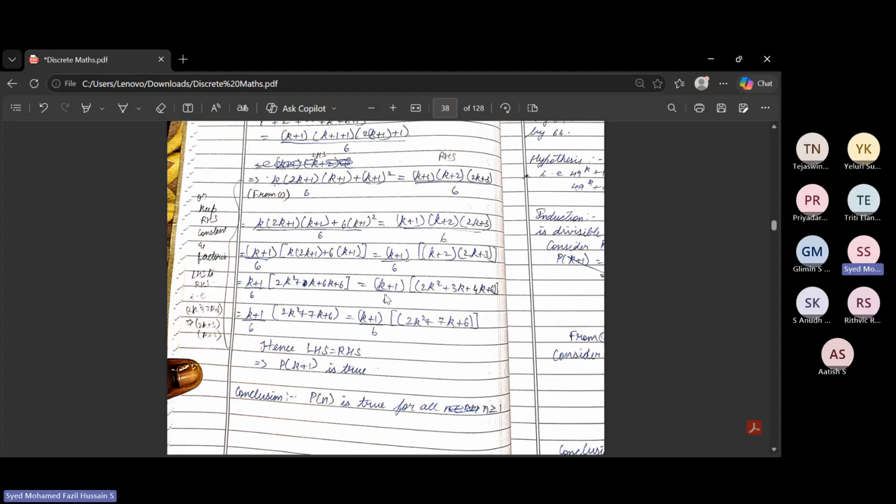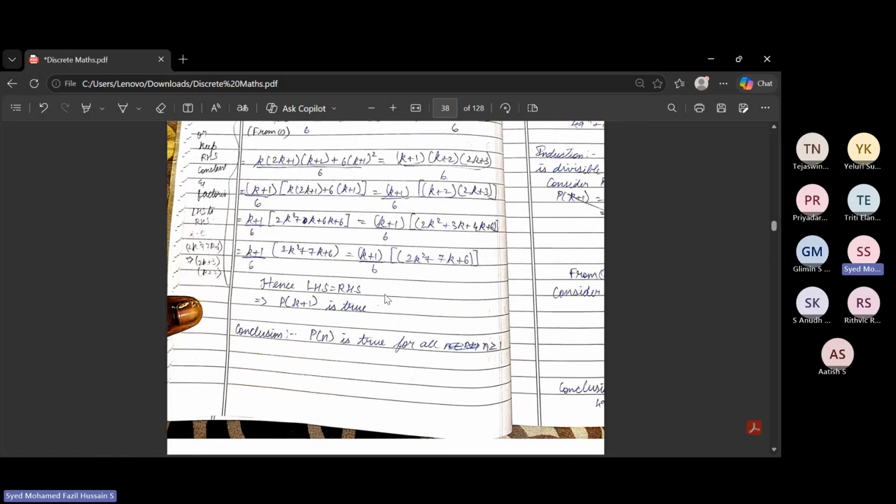I mean, P of k is true now, then P of k plus 1 is also true. We have to prove that. If we prove both are true, I mean we already assume the first one is true and we prove the second one is true, then the statement is true. That's what mathematical induction is about.